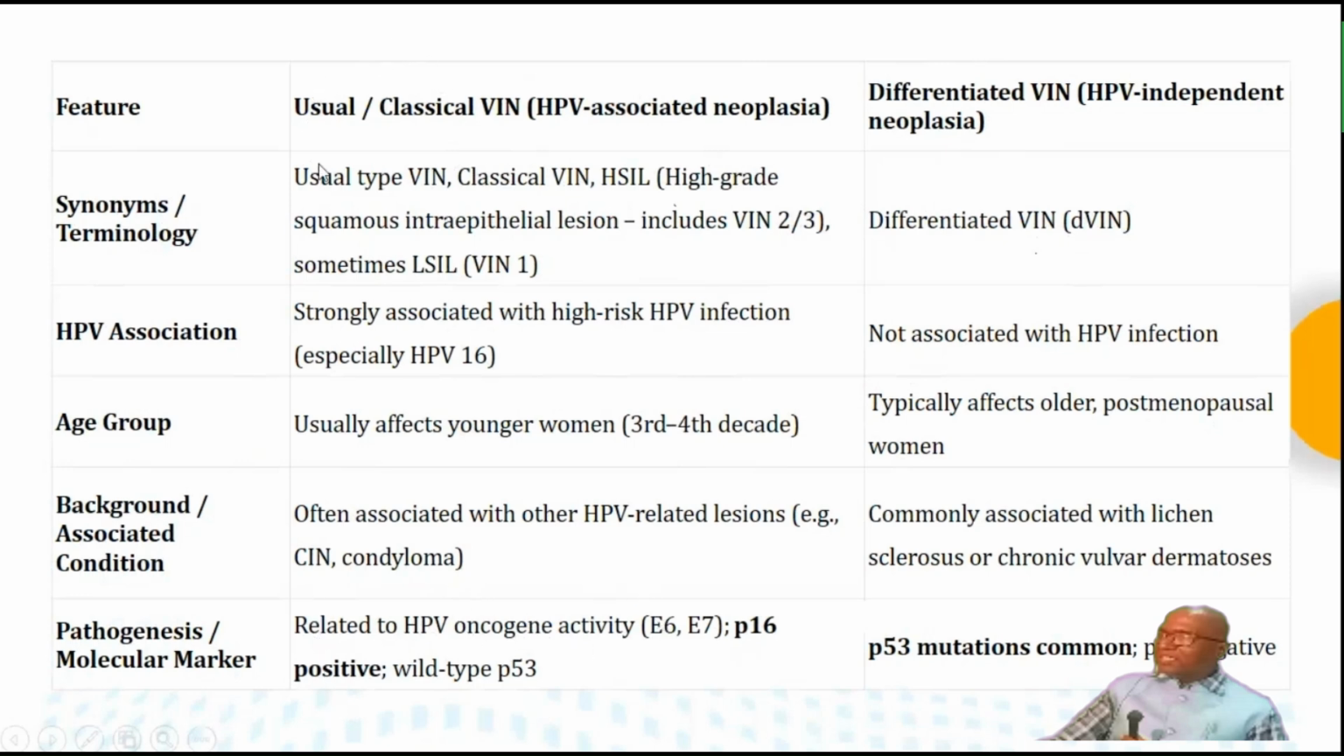If you have a usual or the classical VIN, it is P16 positive and P53 is negative. Here you have P16 positive and P53 is wild type. Okay, it's not a strong positive P53. P16 is positive. But in differentiated, you have P53 mutation, which is common, and P16 is negative. Okay, so these particular molecular markers you should remember for classical VIN and differentiated VIN. Differentiated VIN, P53. Here it is P16. Okay.